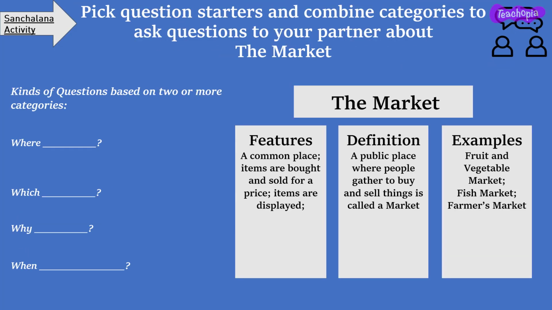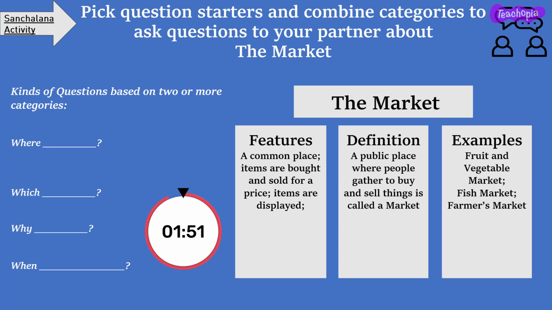Now to the last Sanchalana activity. Here, pick question starters and combine categories to ask questions to your partner about the market. Here, the teachers must frame questions based on 2 or more categories. The topic must be on the market, and any of the category can be used, but remember that it must be more than one. 2 minutes of time will be given for this activity to be conducted.